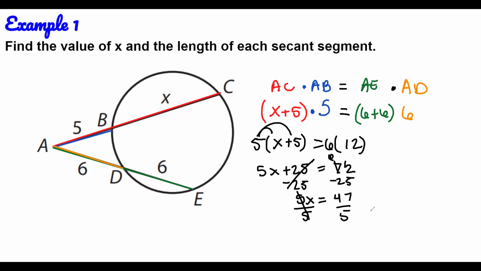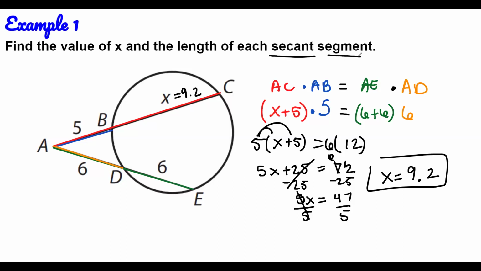Obviously, 5 does not go into 47 exactly, so we can have an approximate value. So how many times does 5 fit into 47? 9 times and some change. What's that change? It should be 9.2. There you go. Now that's the value of x. So this is 9.2.